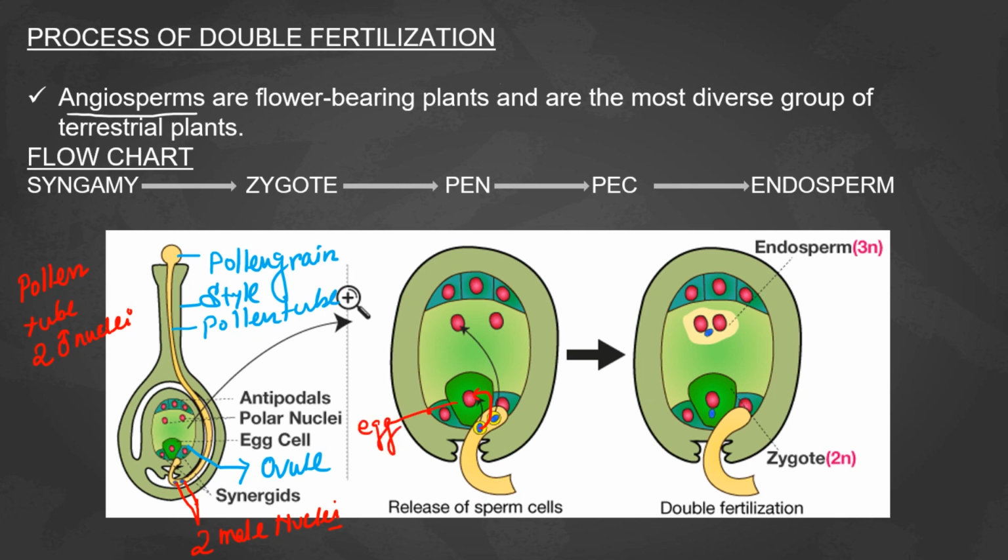What is the ploidy of this egg? The ploidy of the egg is haploid. Now this haploid, and the ploidy of the male nucleus, this is also haploid.